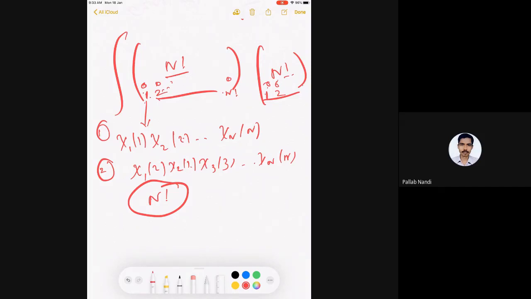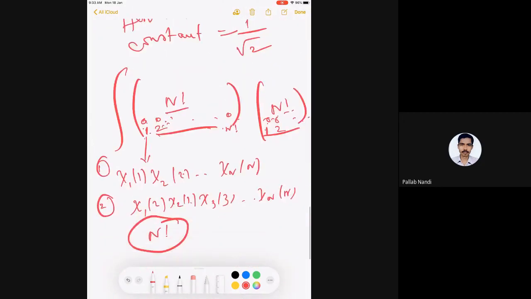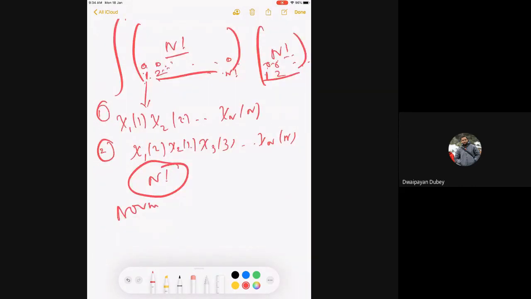These are the number of terms. So if n is 3, there are 6 terms here. There will be 6 terms here. So the result will be 6. Is it clear? So the result of the integration will be n factorial. So the normalization constant will then become 1 by n factorial, square root. 1 by square root n factorial.